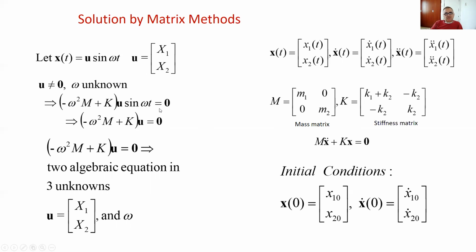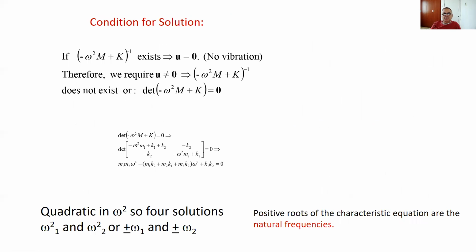In which case u sine omega t better not be 0, because there will be no vibration. In which case you will have minus omega squared M plus K, which is a matrix, times the u vector equal to 0. Here we have an equation which has two algebraic equations actually, but it has three unknowns. x1, x2 are unknowns in the u term, and also omega is another unknown. We would like to solve them. Omega, as we will see, is going to have two solutions actually.